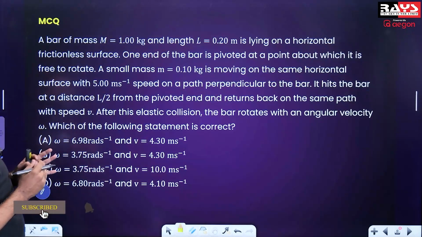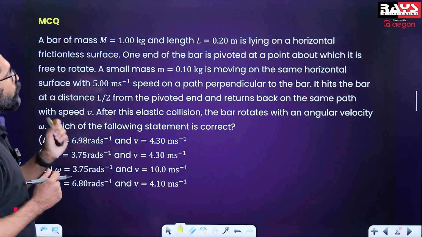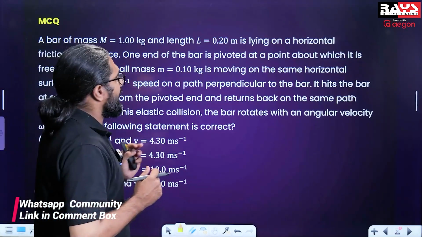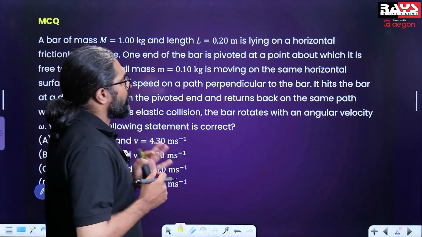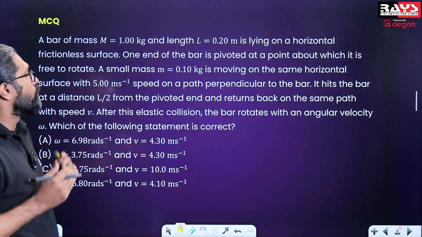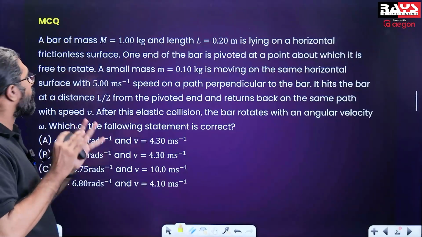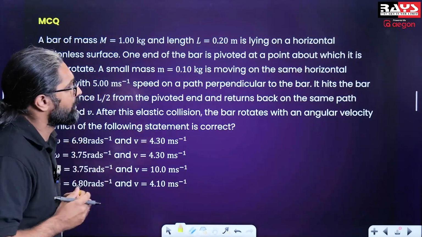A bar of mass capital M equal to 1 kilogram and length capital L equal to 0.2 meters is lying on a horizontal frictionless surface. One end of the bar is pivoted at a point about which it is free to rotate. A small mass, small m equal to 0.1 kilogram, is moving on the same horizontal surface with 5 meters per second speed on a path perpendicular to the bar.